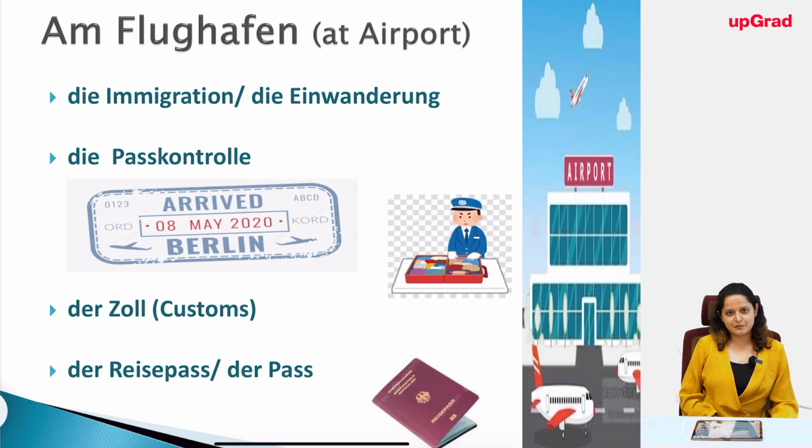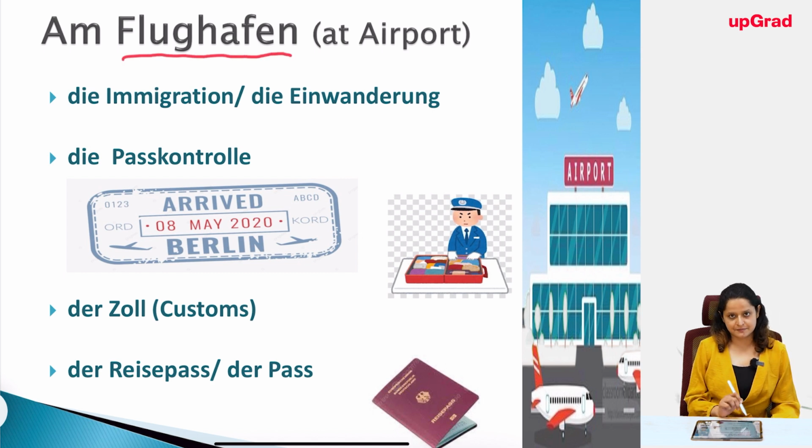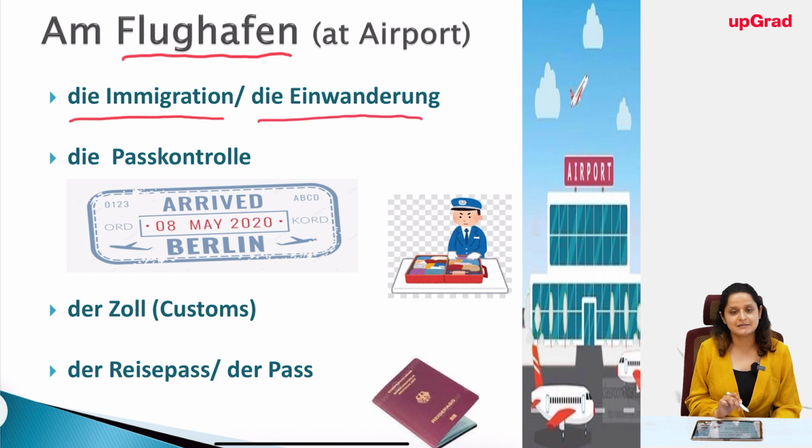Now the situation that we look at is the situation at the airport. Airport is Flughafen. Okay, so the situation we have is am Flughafen, which is on the airport or at the airport. The first word we take here is the Immigration, which means immigration, or the Einwanderung, which means immigration as well. So the Immigration or the Einwanderung.